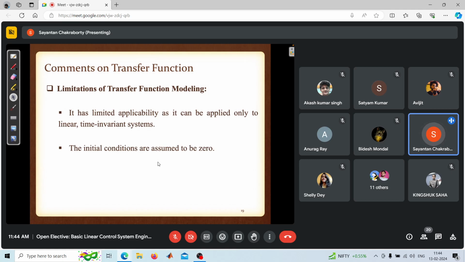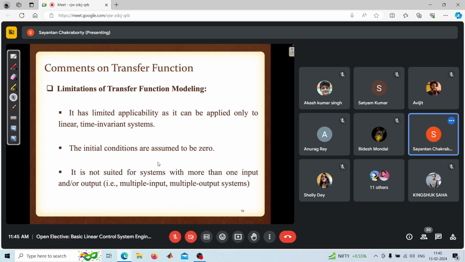Now, all the initial conditions need to be assumed to be zero, which is again a very restrictive or pessimistic approach, because you cannot always ensure that the initial conditions will all be zero. That is, that the system will be at a completely relaxed state. That is very difficult to ensure at all times.